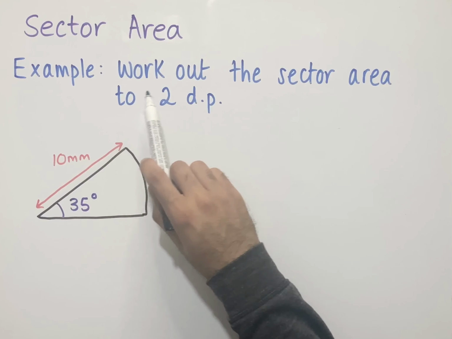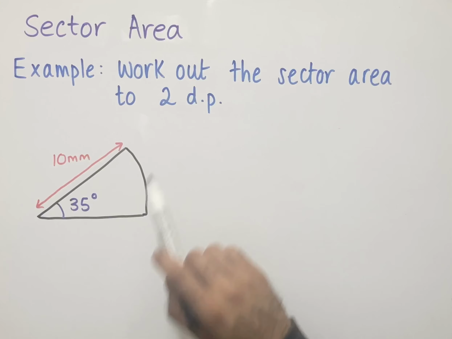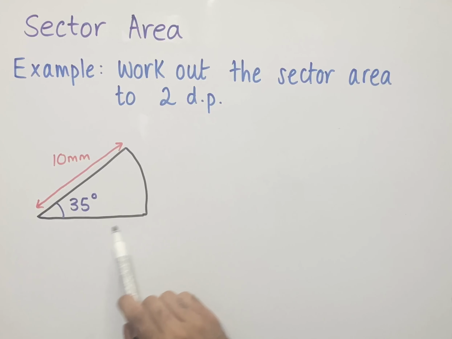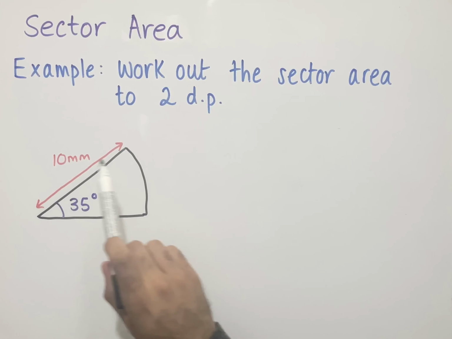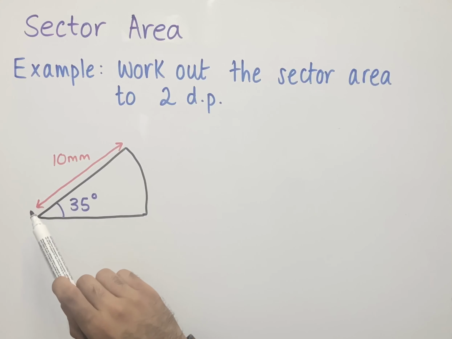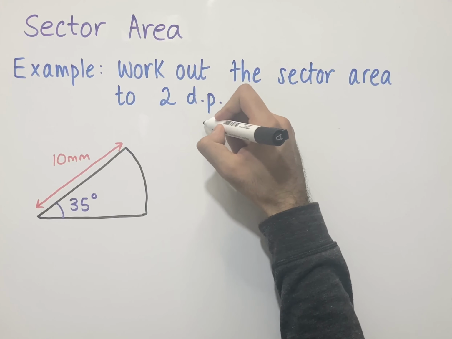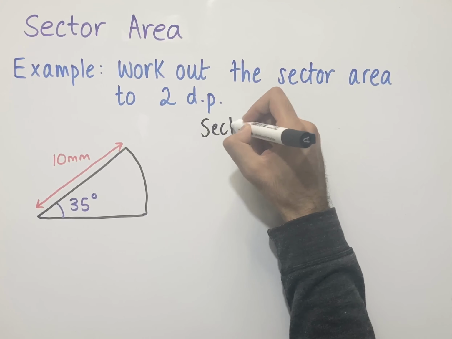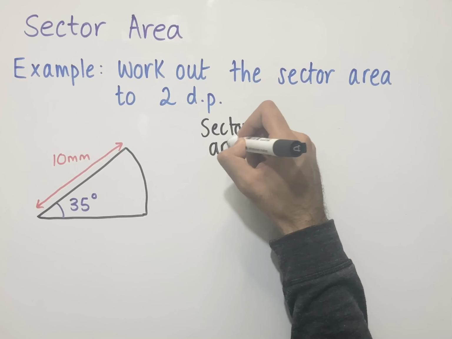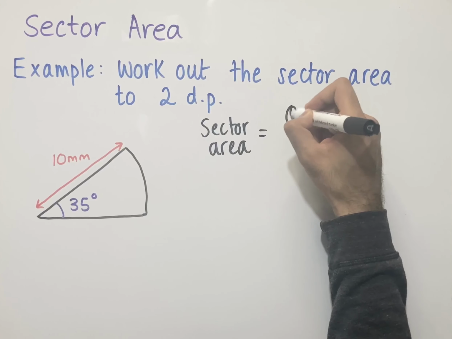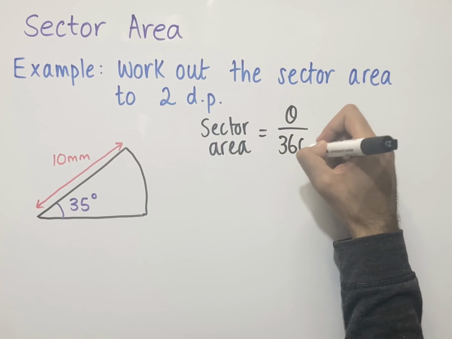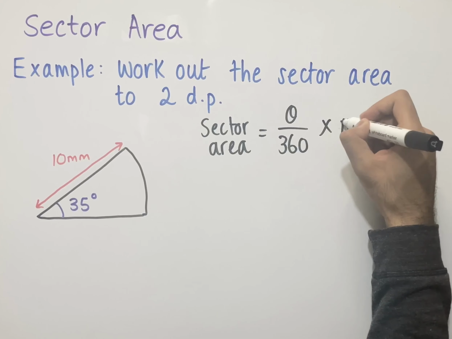So the example says work out the sector area to 2 decimal places, and we've got a sector here which would be part of a circle of radius 10 millimeters, and the angle formed by the sector is 35 degrees. So firstly, we would use our formula for sector area. So remember, sector area equals theta over 360 multiplied by pi r squared.